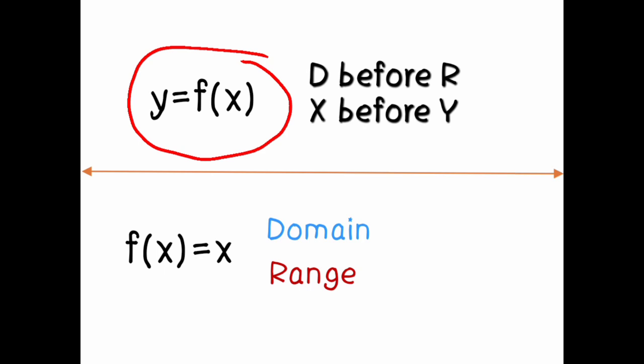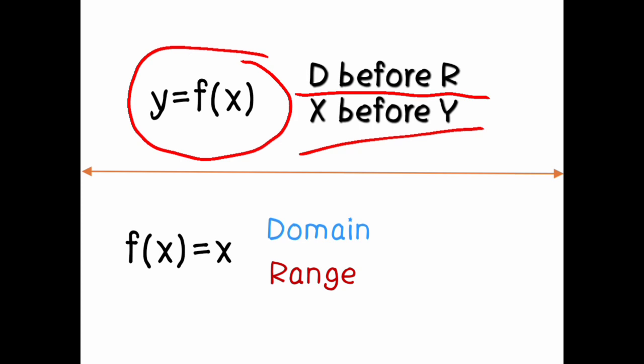Is there any good way to remember this? How do we remember that domain is all possible input values and the range is all possible output values? Maybe something like D comes before R, and x comes before y. Okay, nice. Shall we try out a few examples?